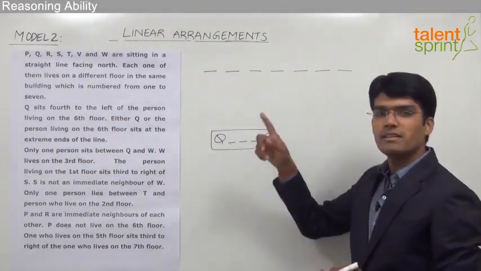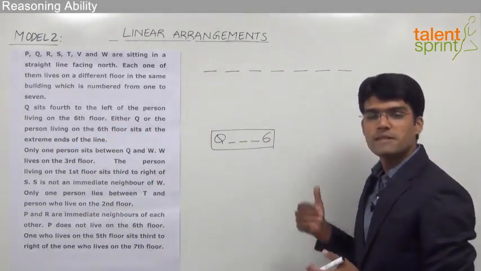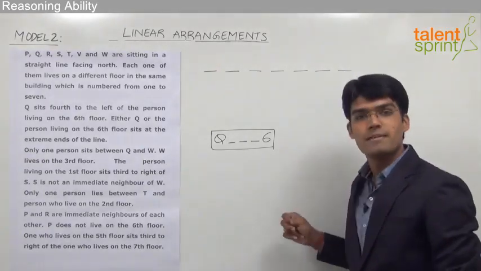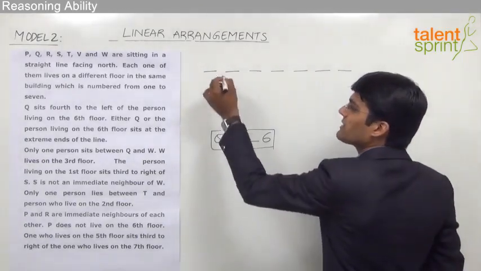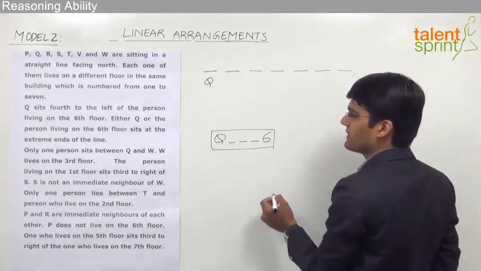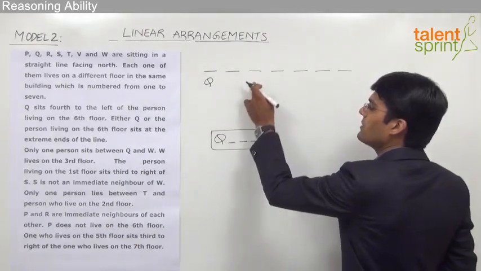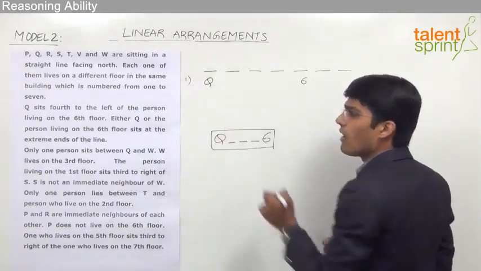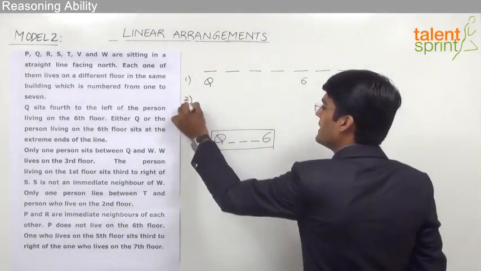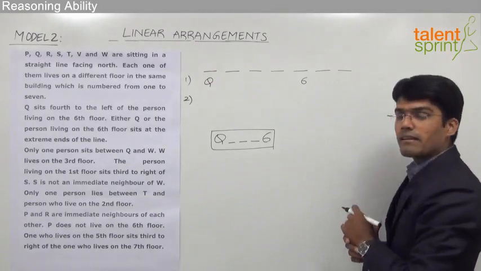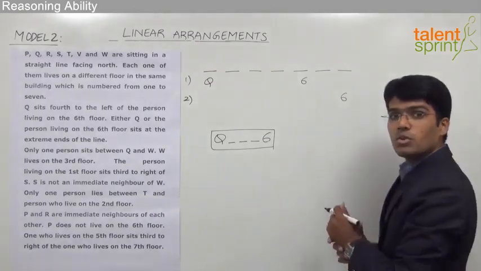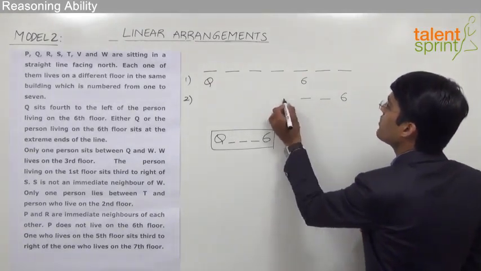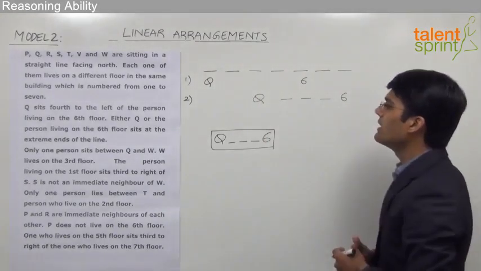So either Q should sit on the extreme end of the line or the person on 6th floor has to sit on the extreme end of the line. From this point we can say that there are 2 possible arrangements. The first one is if Q sits on this extreme end, that is the first position, then the 6th floor person should come 1, 2, 3 and 4 places away in this position. So this is the first possible case. Or the second case can be the 6th floor person on the extreme end. If the 6th floor person sits here, Q should come 3 places away. So 1, 2 and 3 places away we can have Q in this position.